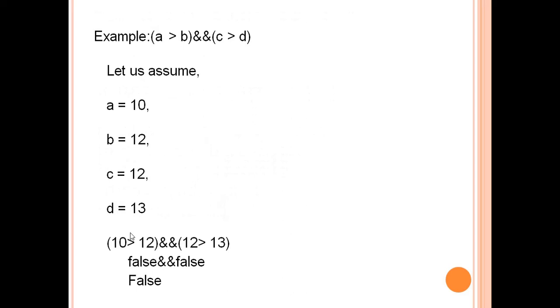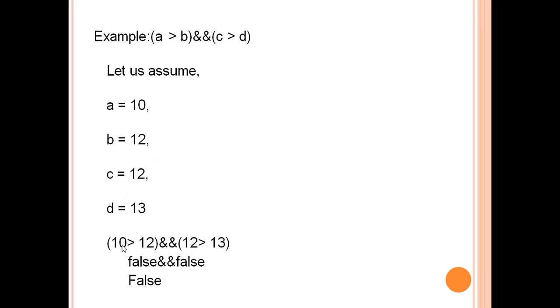So let us consider another example here. See here, A is greater than B within the bracket, a logical and here it is C is greater than D. Okay, so this is the expression and we are taking the values. A value is 10, B value is 12, C value is 12 and D value is 13.